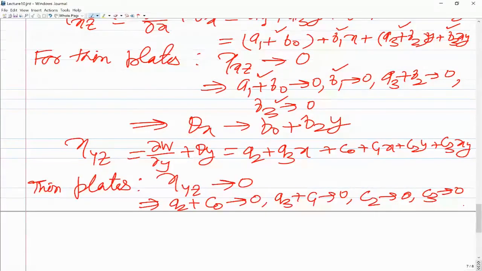So this implies that theta y is getting enforced as c0 plus c1x. So that is linear along x and constant along y. So this is what happens.